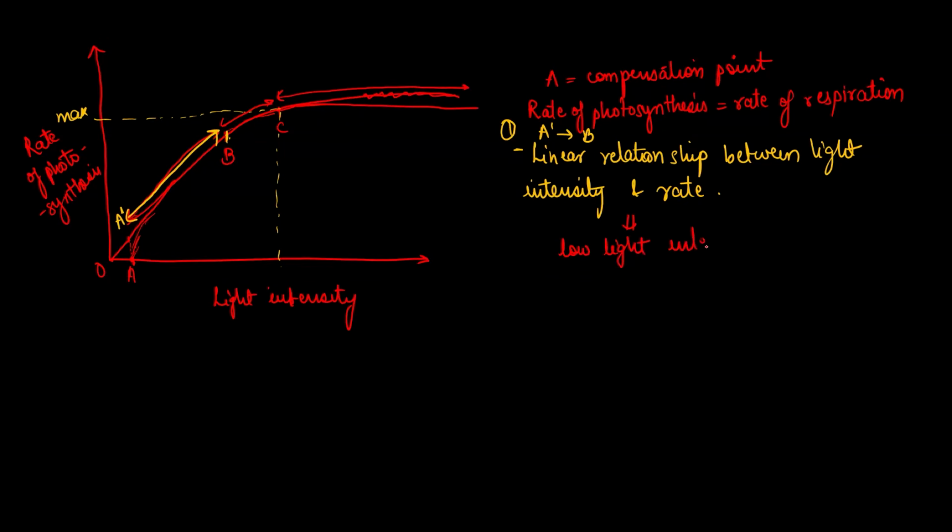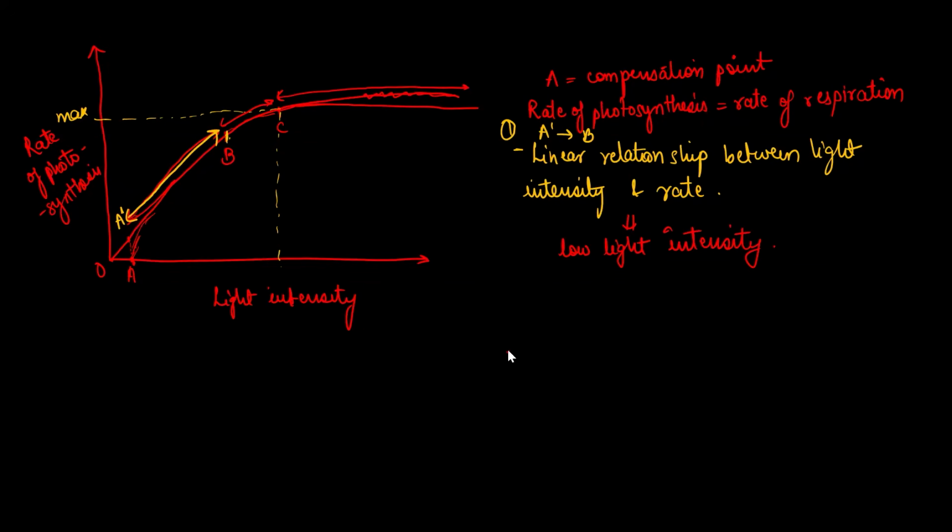Low light intensity. If there is low light intensity, there will be a linear relationship between light intensity and rate, meaning as you increase the light intensity, the rate of photosynthesis will also increase.